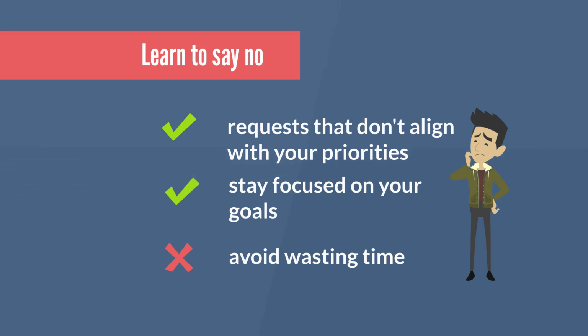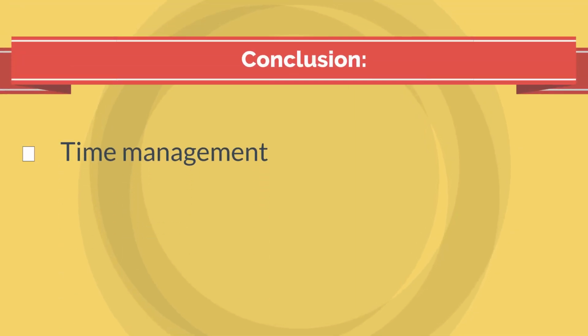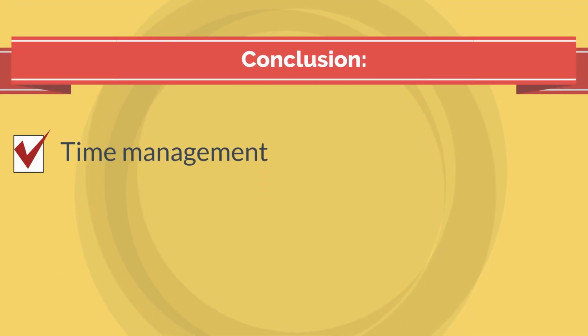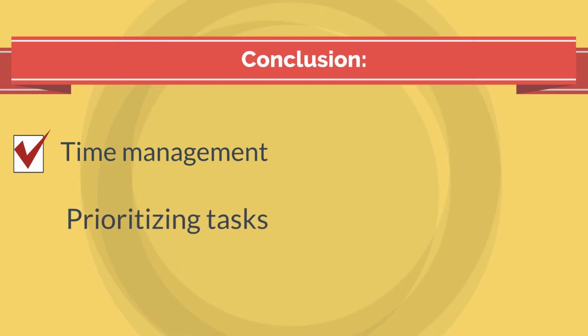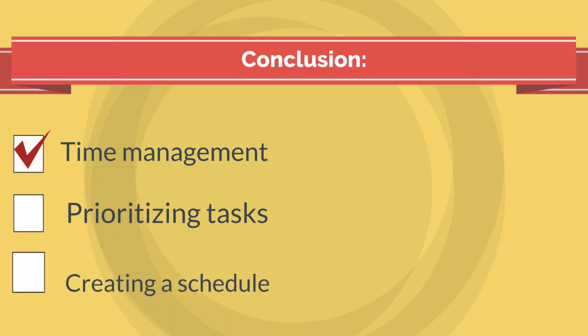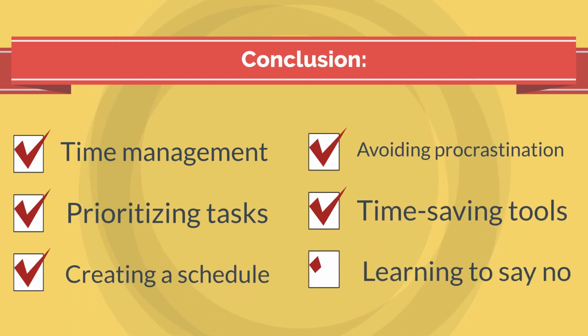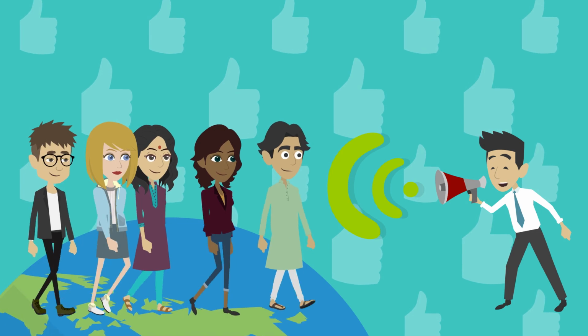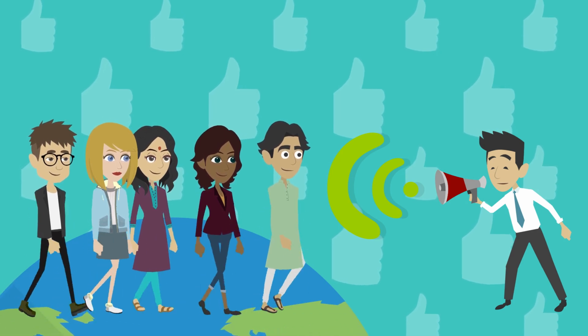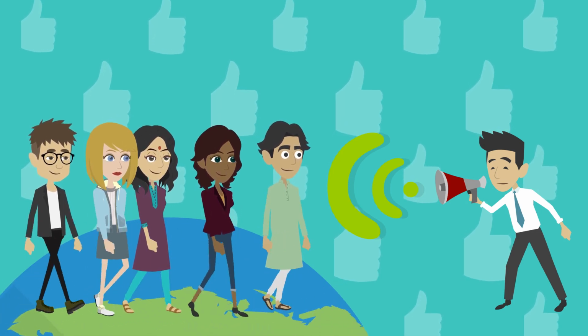In conclusion, time management is a critical skill that can help you achieve success in all areas of life. By prioritizing tasks, creating a schedule, avoiding procrastination, using time-saving tools, and learning to say no, you can manage your time more efficiently and achieve your goals more effectively. Remember, time is a precious resource, and managing it effectively is the key to success.